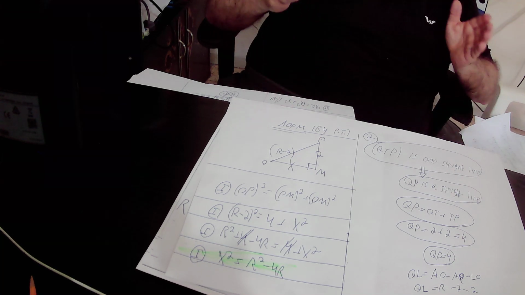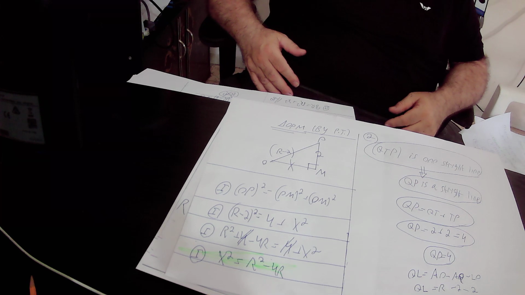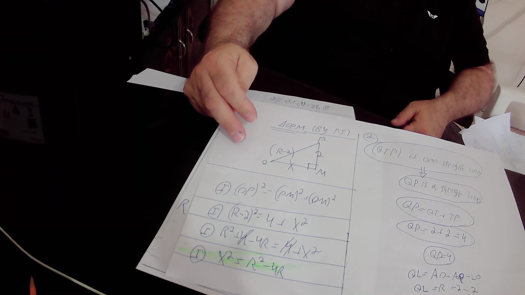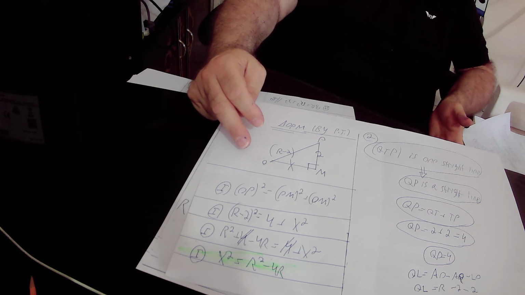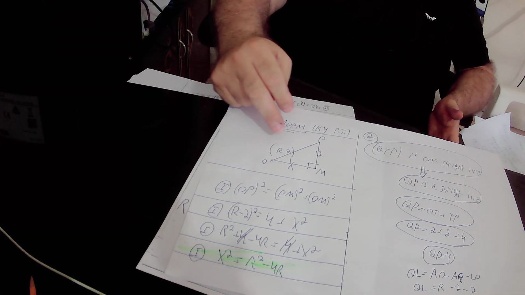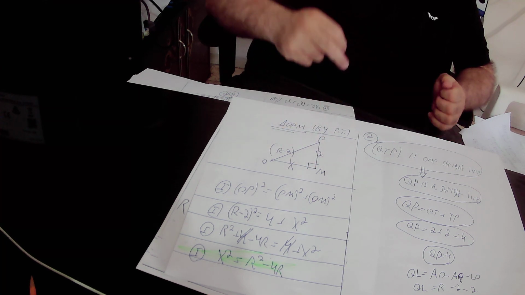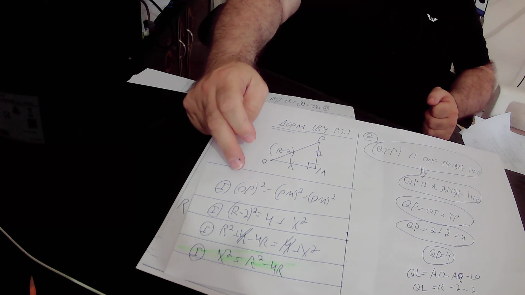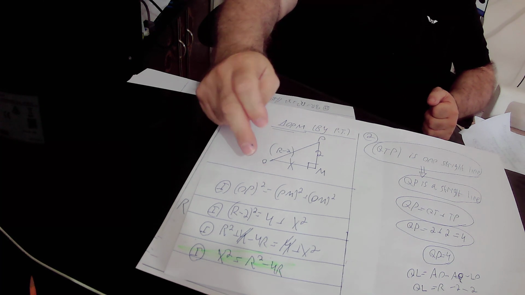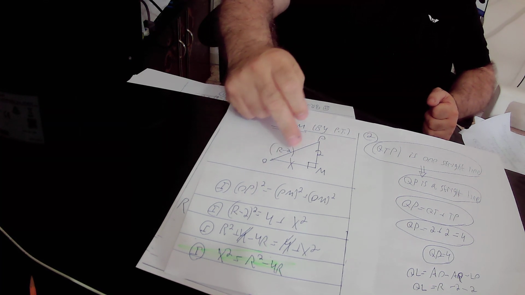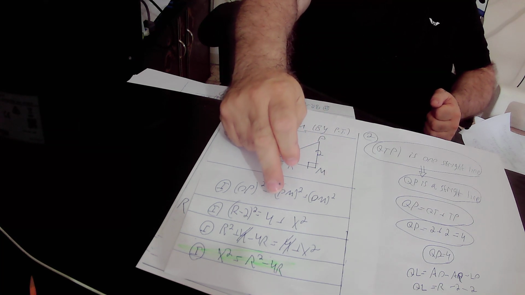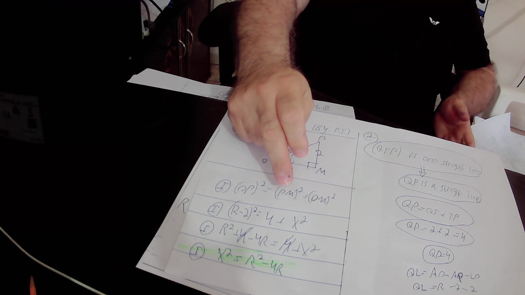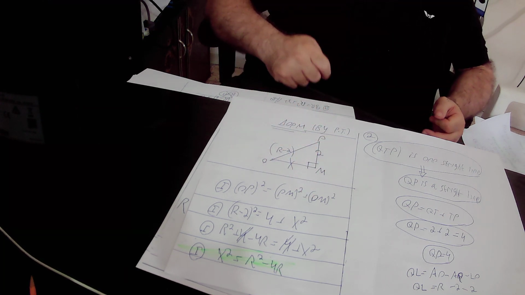According to the Pythagoras theorem, the square of the hypotenuse equals the sum of the squares of the perpendiculars. The hypotenuse is OP, therefore the square of the hypotenuse is OP squared. It must be equal to PM squared plus OM squared. OP equals capital R minus 2, therefore OP squared equals (R minus 2) squared, and it is equal to PM squared. PM equals 2, so PM squared equals 2 squared, that is 4, plus OM squared. OM equals X, therefore OM squared equals X squared.